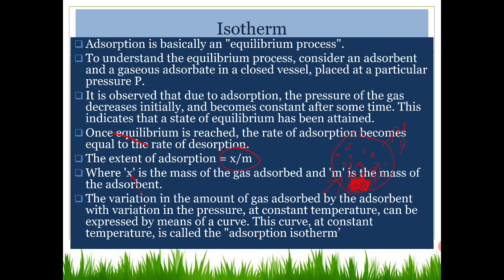So there is the adsorption, there exists an equilibrium after some time, so there will be a decrease in pressure and the pressure will become constant. If the pressure is becoming constant, that is an indication that equilibrium is attained. And this variation, if you depict it using a graph, if the process happened at constant temperature, that graph is what we call the adsorption isotherm.